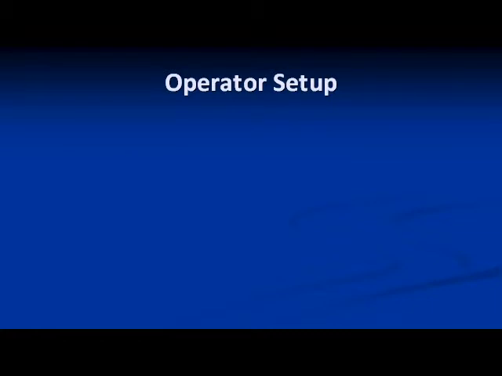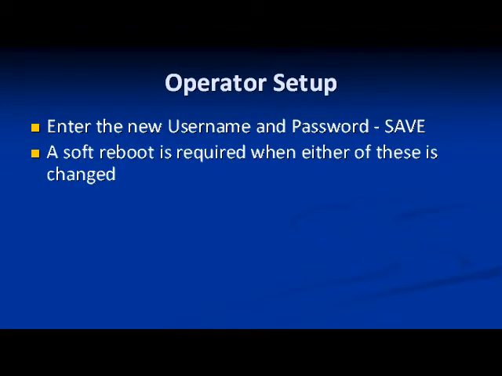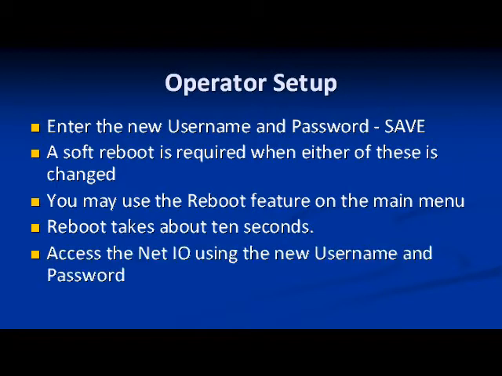Operator setup. It is good practice to change the username and password before installing the NetIO on your network. Enter the new username and password and click Save. A soft reboot is required when either of these is changed. You may use the reboot feature on the main menu on the bottom left. Reboot takes about 10 seconds. Access the NetIO using the new username and password.